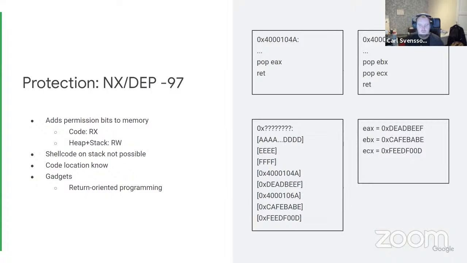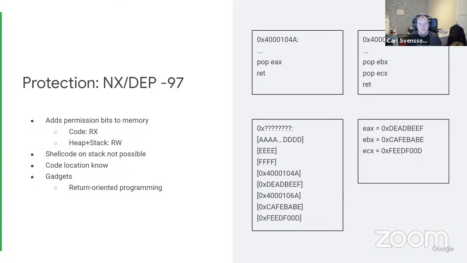So what you do then is you set up this sequence of values that would drive this execution. The first value here is this address that ends with 4A. When the return instruction of the function that we are attacking executes, it's still the same example function you can imagine from before. It will return back to this location in memory where you have this pop EAX, return instruction. It will execute that part, which will pop this deadbeef value into the EAX register and then execute another return, which will then pop this 6A address into the instruction pointer and jump to the second small piece of code, which will pop EBX and ECX. So that will pop the cafebabe and feedf00d values into the EBX and ECX registers.